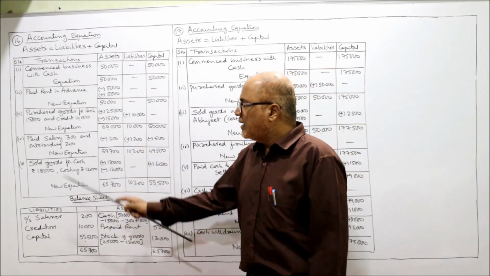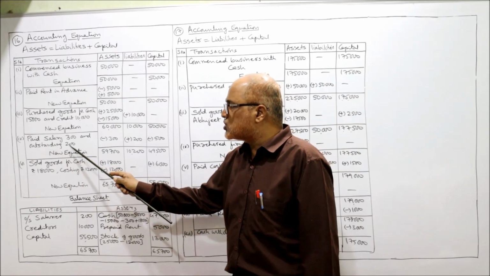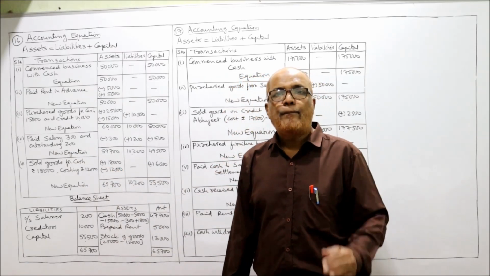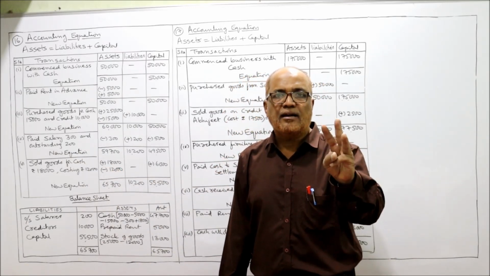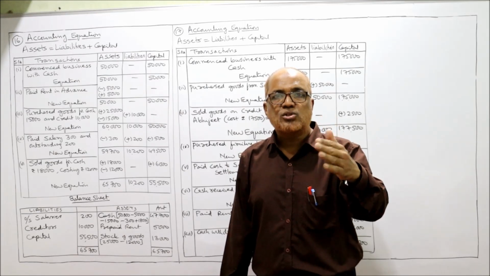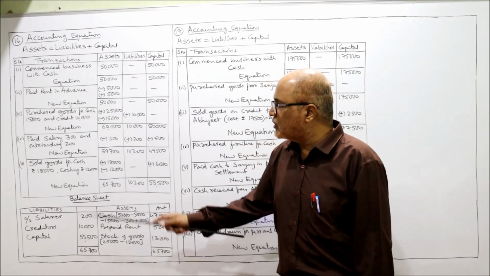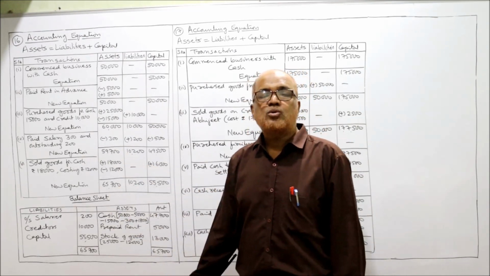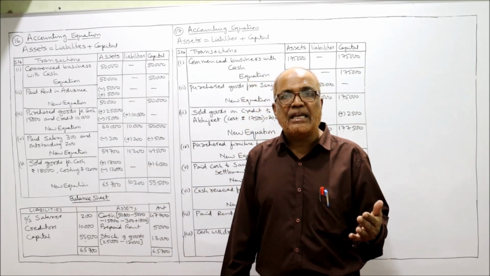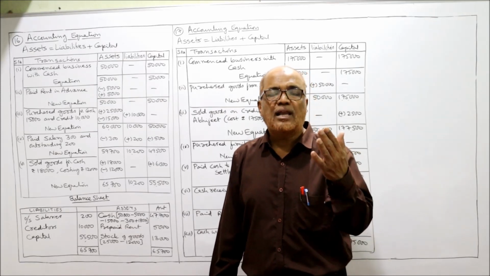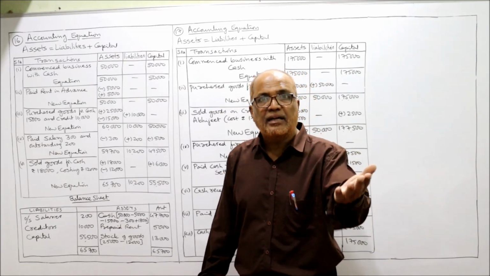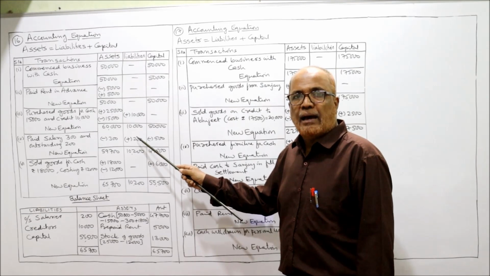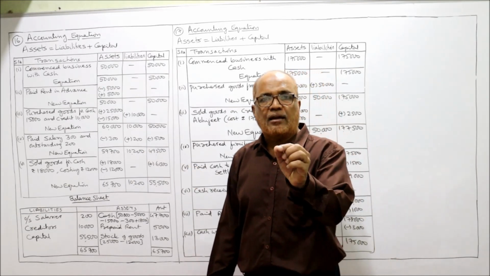That's it. Next one: paid salary 300 and outstanding salary 200. Paid salary 300 means 300 rupees cash is going out, minus 300. And outstanding salary 200, outstanding salary due, is a liability. So our liability increased by 200.